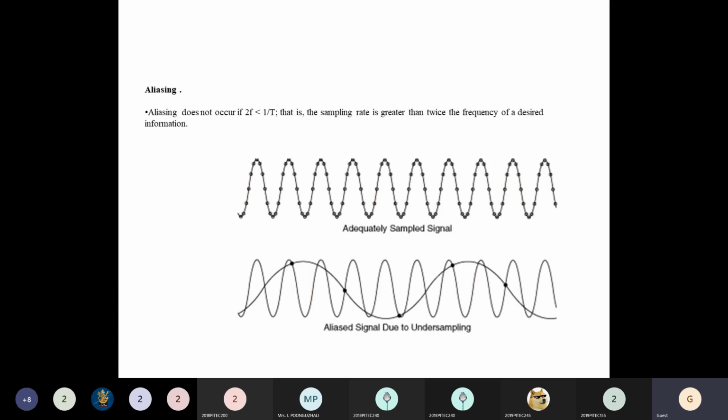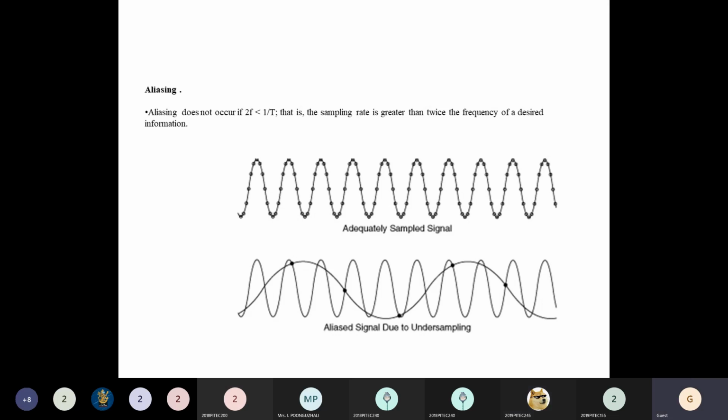How can we avoid the aliasing? Aliasing does not occur if 2f is less than 1 by T, that is, if the sampling rate is greater than twice the frequency of the desired information, we can avoid aliasing. So it is one of the important formulas. We should know that aliasing does not occur if 2f is less than the sampling frequency. Okay, so I repeat once again: aliasing does not occur if 2f is less than 1 by T.